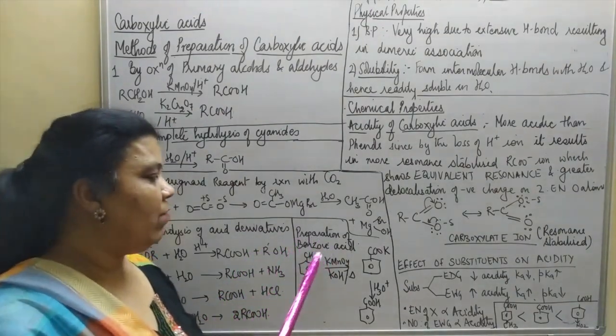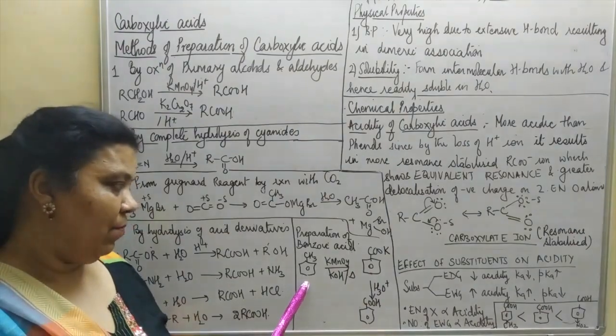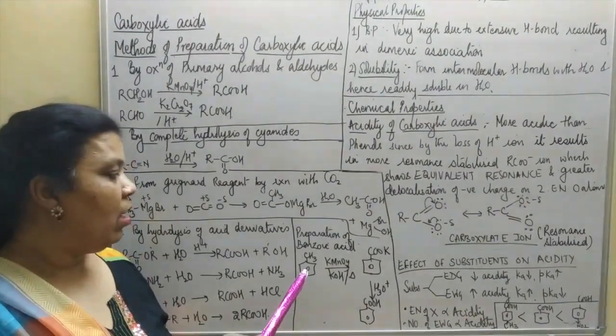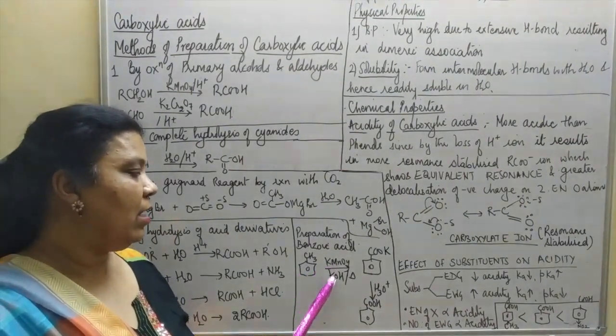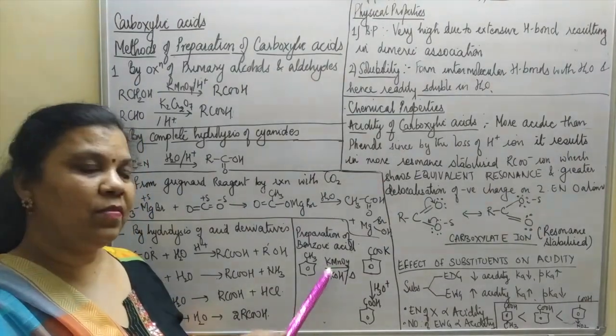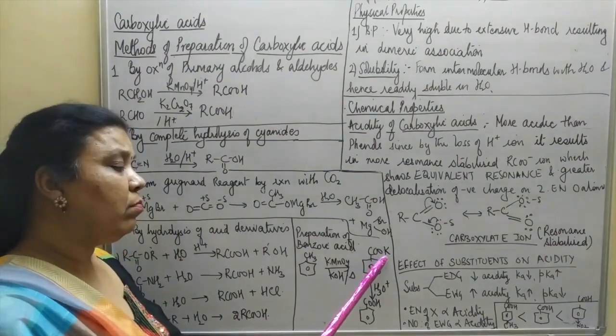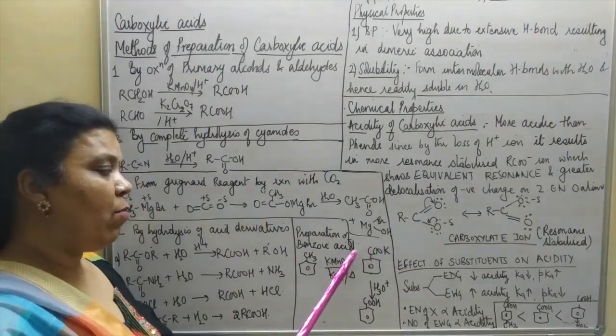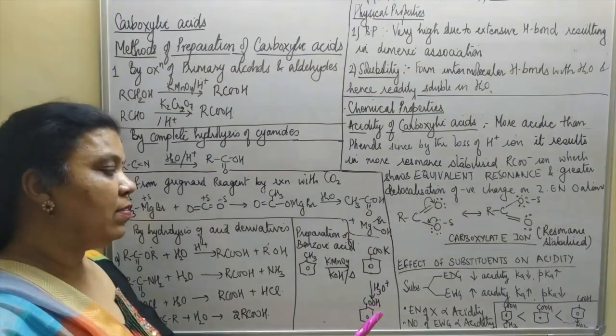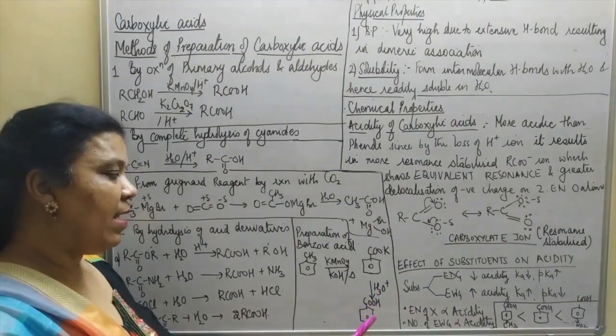Now let's see how can we prepare benzoic acid from toluene. Very important reaction again. Toluene when treated with alkaline KMnO4, called Baeyer's reagent, followed by heat, it converts into the potassium salt of carboxylic acid, which on hydrolysis can be converted to carboxylic acid.